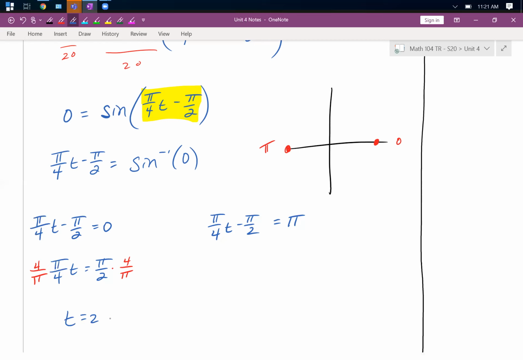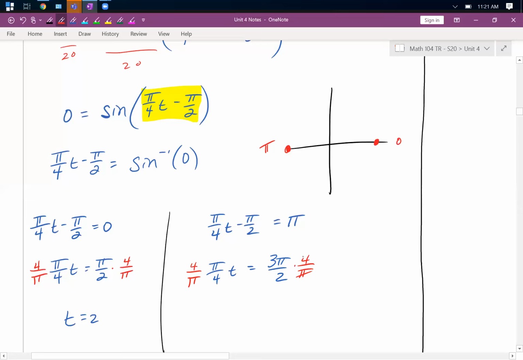And then solving our other equation for t, adding pi over 2 to both sides, it's going to give us 3 pi over 2, and then dividing by pi over 4. What do we get there? 6.